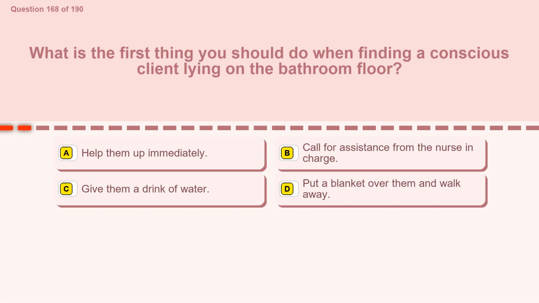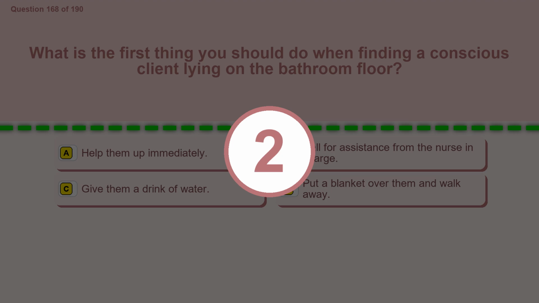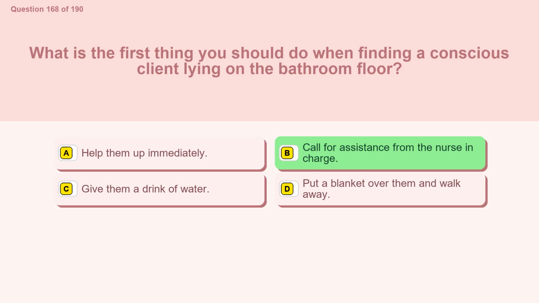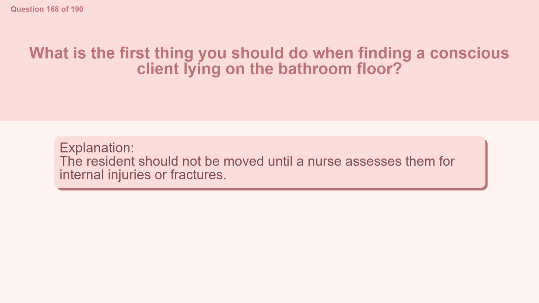Question 168. What is the first thing you should do when finding a conscious client lying on the bathroom floor? Option A, help them up immediately. Option B, call for assistance from the nurse in charge. Option C, give them a drink of water. Option D, put a blanket over them and walk away. The correct answer is option B, call for assistance from the nurse in charge. The resident should not be moved until a nurse assesses them for internal injuries or fractures.